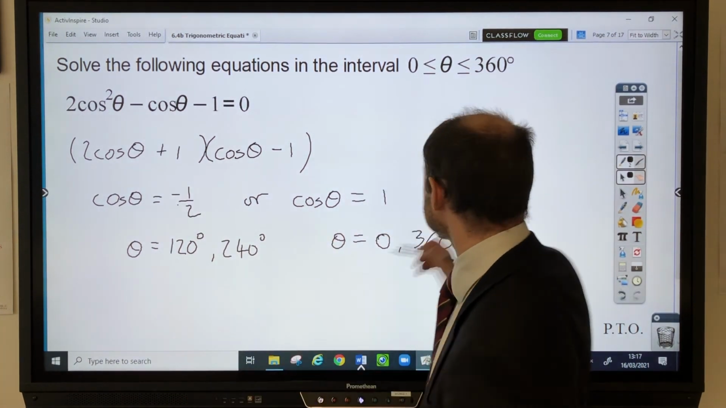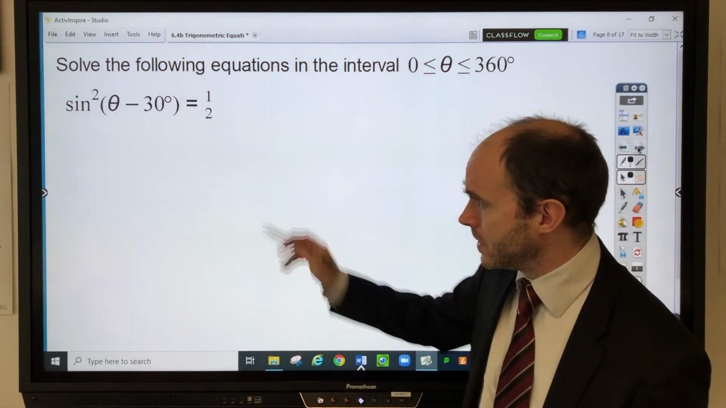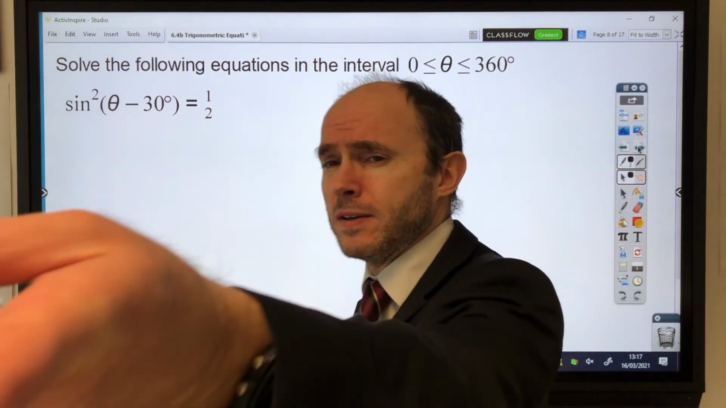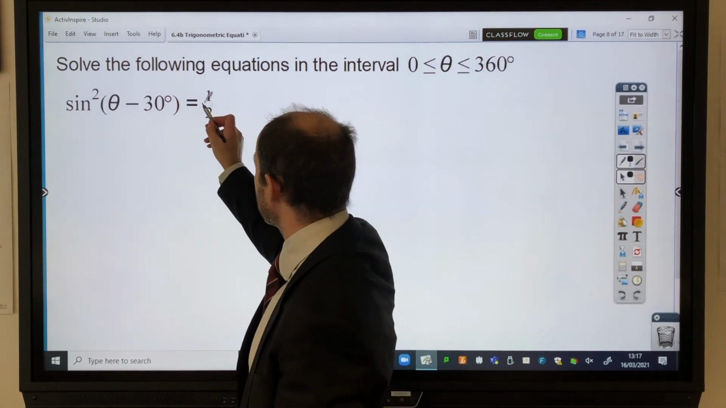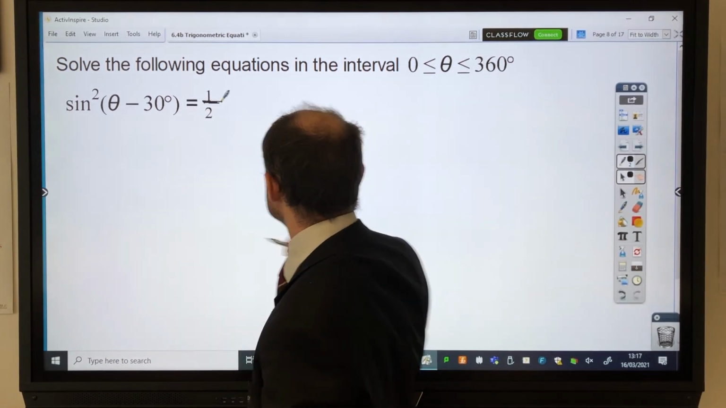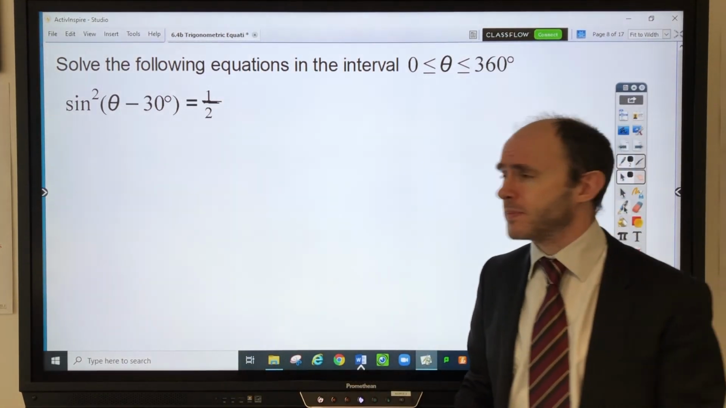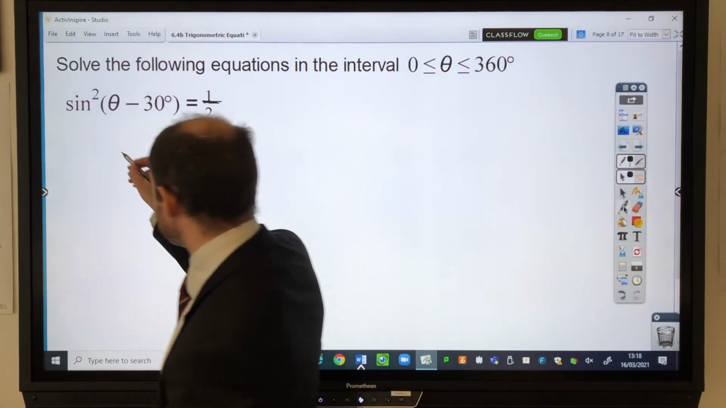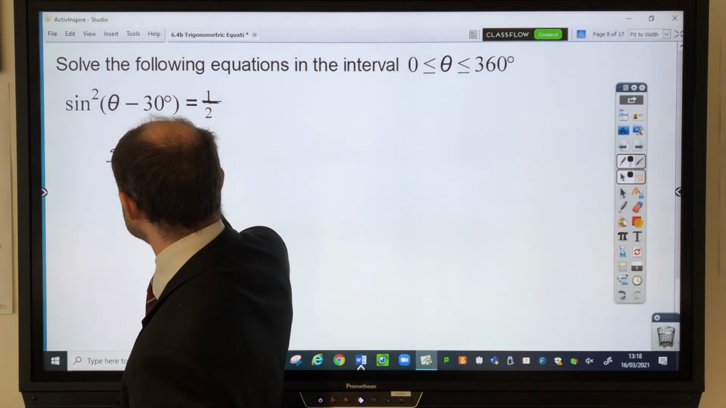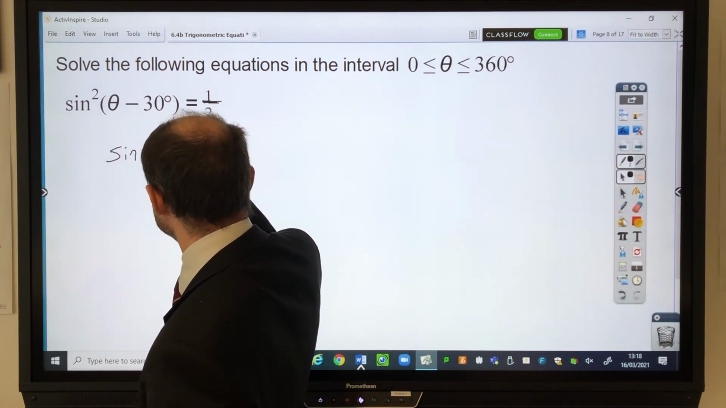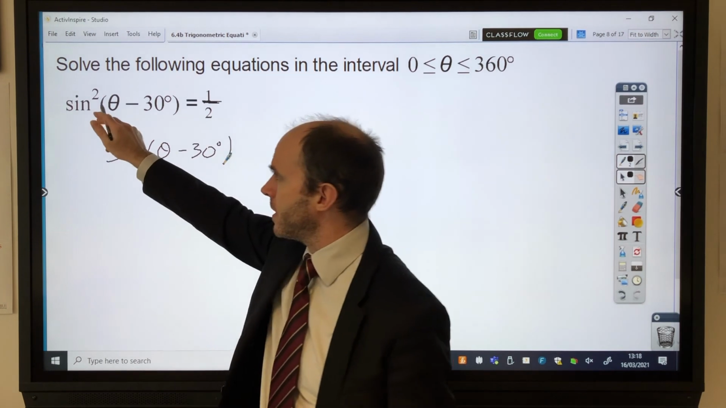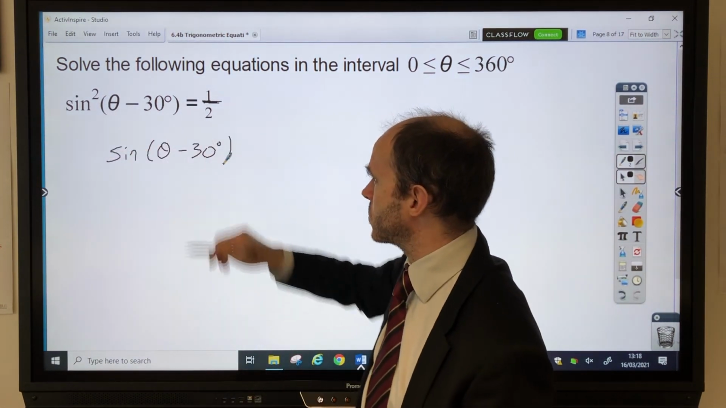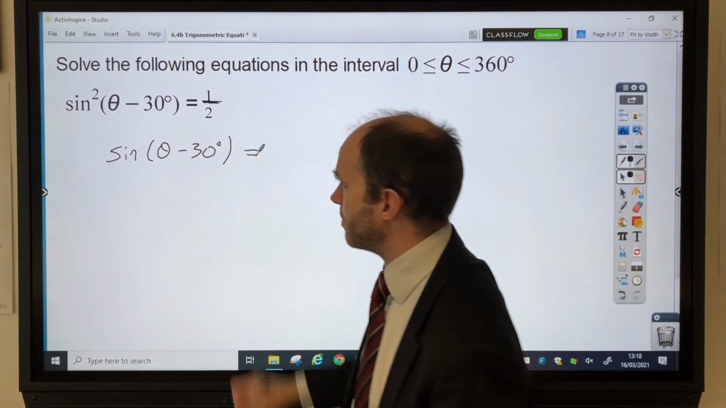Okay, next one. So sine squared of theta minus 30 degrees is equal to 1/2. Okay, sorry, the half doesn't quite come out as well there, does it? But yeah, trust me, it is 1/2. Okay, so the first thing to do is to square root both sides, because you've got sine squared something is equal to 1/2. Okay, remember the notation for that? That means you do sine of theta minus 30 degrees, then square it, and that's equal to 1/2. So you've got to do the square root of both sides.